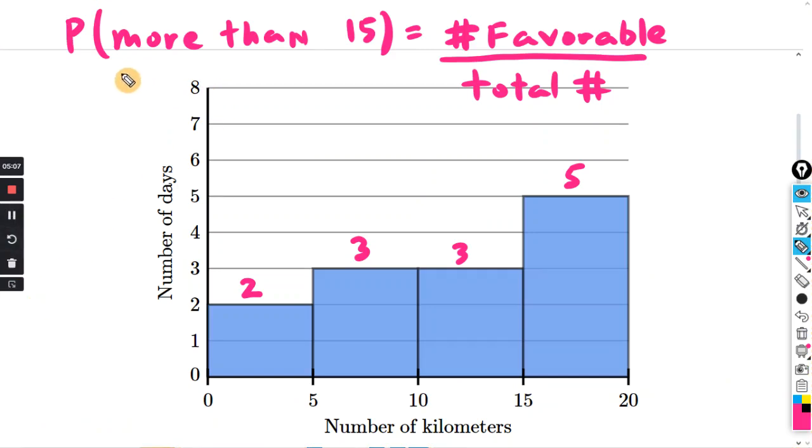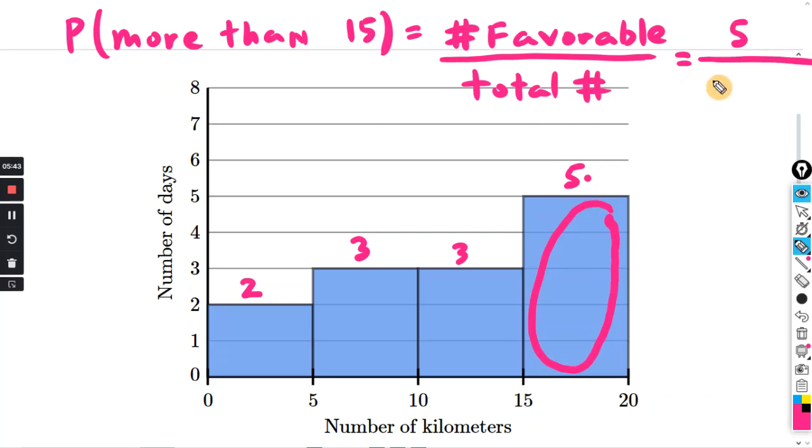The probability that he runs more than 15 kilometers, the basic formula, number of favorable divided by total number. Which outcomes are favorable? Which ones are more than 15? Well, if you look on the bar graph, go up to 15, this section right here is the only one that is more than 15. So the number of favorable outcomes is 5 because for 5 days he ran more than 15.